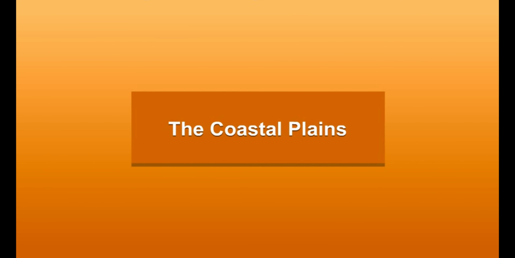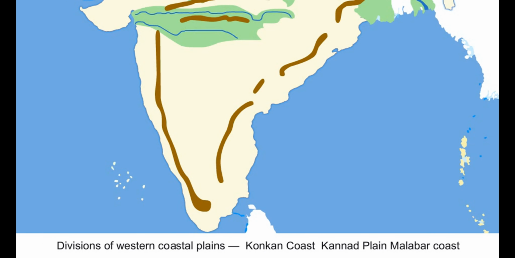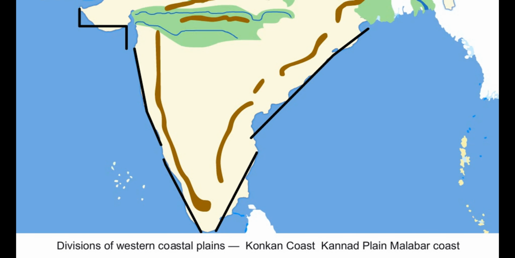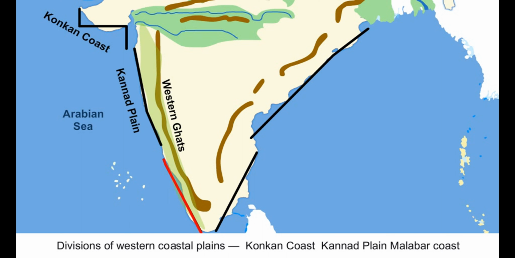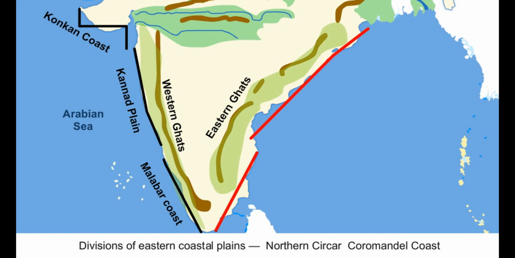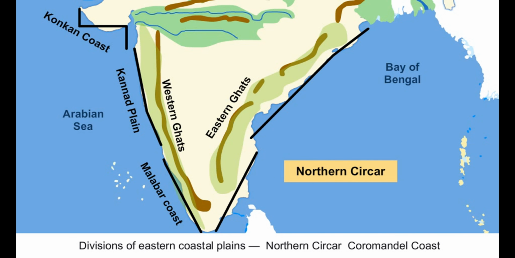The coastal plains. There are narrow strips of coastal plains on either side of the Peninsular Plateau. The narrow western coastal plain lies between the Arabian Sea and the Western Ghats. It is divided into 3 parts, the Konkan coast, the Kannad plain and the Malabar coast towards south. The eastern coastal plains along the Bay of Bengal are relatively broader and level. Its northern part is called the Northern Sircar and the southern part is called the Coromandel Coast.